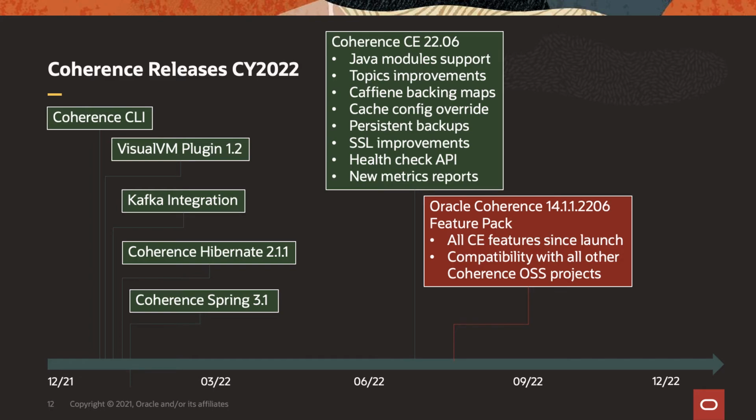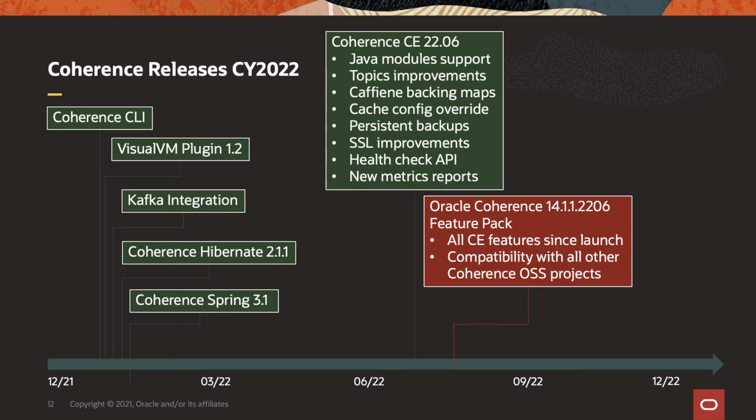We revved our VisualVM plugin. We implemented Kafka integration. I've got a detailed slide on that. And we revved our Hibernate and Spring integrations. Then, of course, we came to our 2206 release, which I described earlier, has a number of valuable enhancements, even though it's a hardening release.